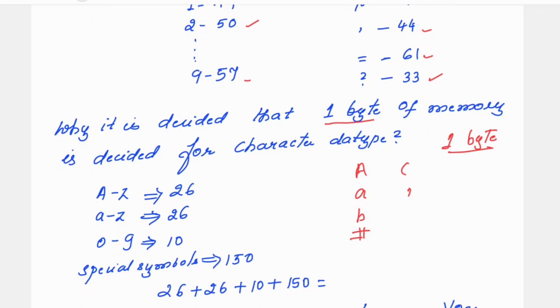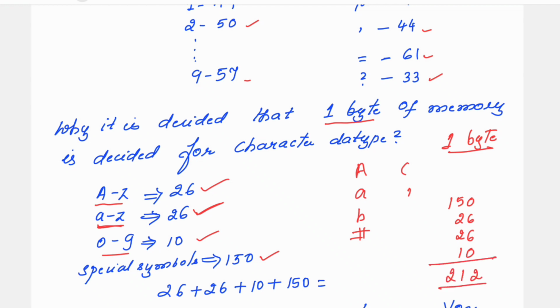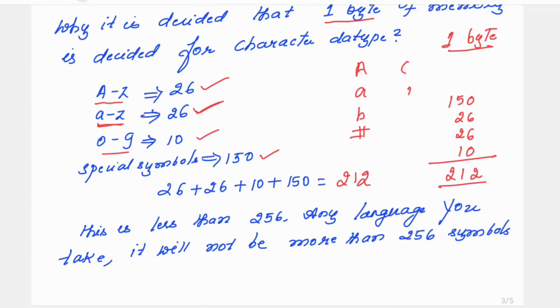See, look, for example, the English language. The uppercase letters are 26 in number. The lowercase are 26 in number. The digits are 10. Apart from this, we have special symbols: hash, comma, equal, question mark, opening bracket, closing bracket, opening flower brace, closing flower brace, star, asterisk, so many things. All that put together, you take it as 150. So we have 150, 26 uppercase, 26 lowercase, and digits 10. So totally how much will it be? It is 212.